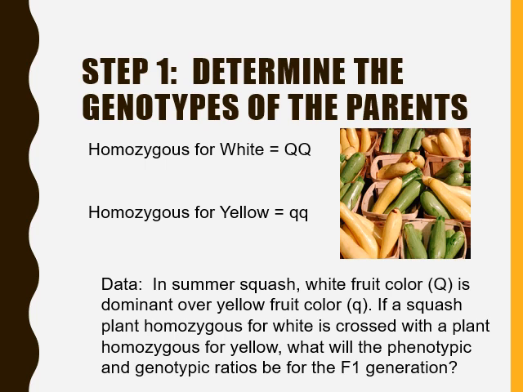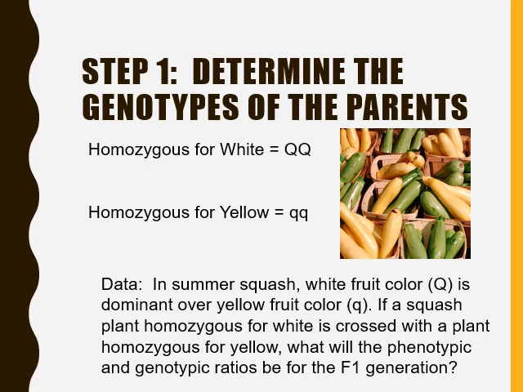Okay, first things first, we need to take these problems one little bit at a time, one sentence at a time. Figure out what you're given and write it down. Now, I've been doing this for a very long time, and I still make sure to write down all of my alleles to begin with. So white fruit color is going to be big Q. So I write Q equals white. That's dominant, so it's a capital Q, over little q, which equals yellow.